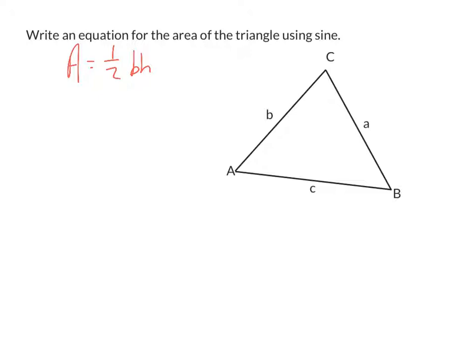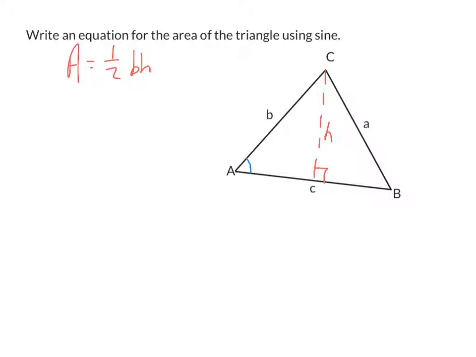So I'm going to drop an altitude here so that we have a right angle, and it splits this figure into two right triangles. And I'll call this length h for the height. Now, my base right now is c and my height is h, but that doesn't use sine. So let me refer to angle A here.